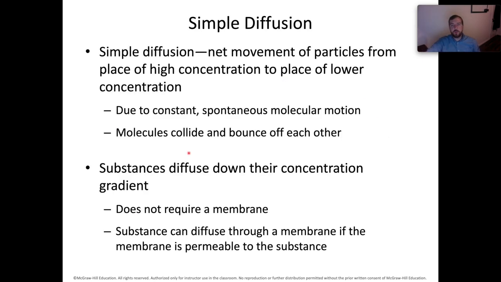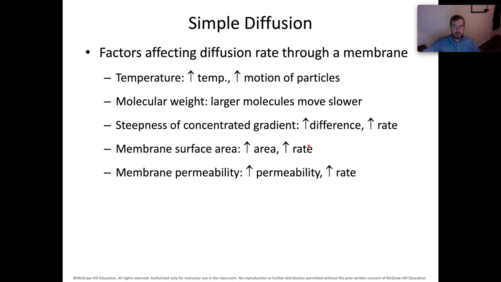Simple diffusion is when particles move from high concentration to low concentration, and this is due to constant spontaneous molecular motion. When molecules are moving together, they will collide and bounce off, and there's energy in those collisions, so that can drive diffusion. Remember that just like a ball rolling down a hill, substances diffuse down their concentration gradient. So this doesn't require necessarily a membrane. The substance can diffuse just if it's permeable to that substance. So membranes are permeable to some things and not others.